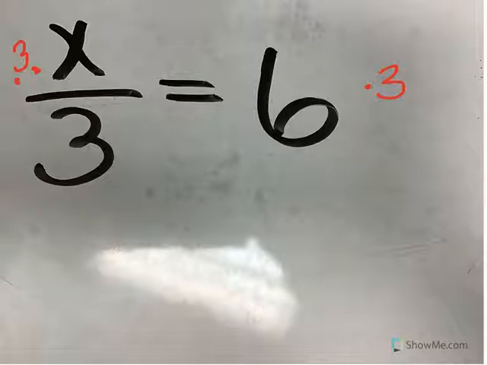This equals 18. Okay, so Mr. Hewlett, why? Okay, so I'm dividing by 3. Why did I multiply by 3? Because again, it's the inverse. The opposite of dividing by 3 is multiplying by 3.